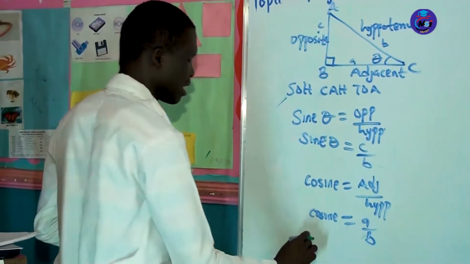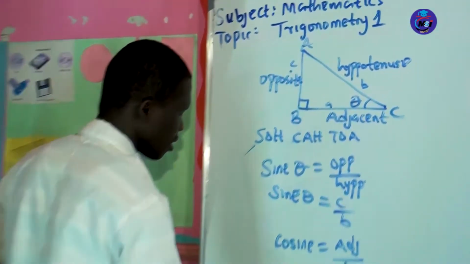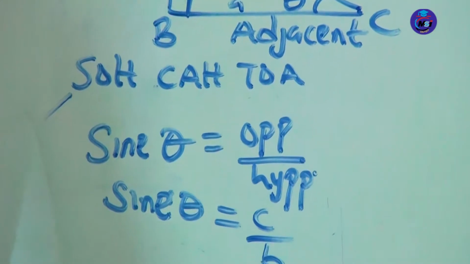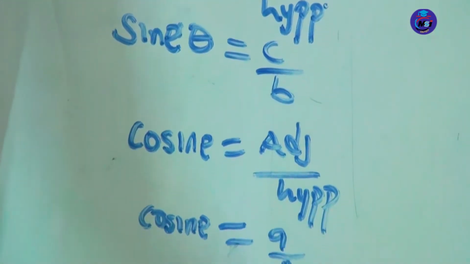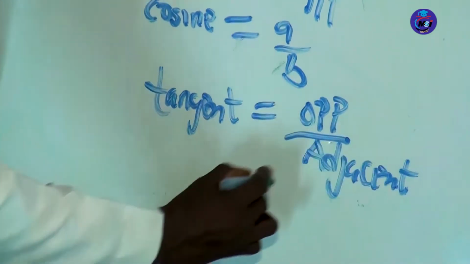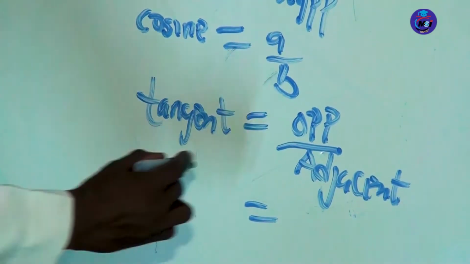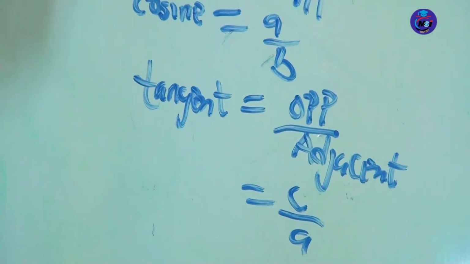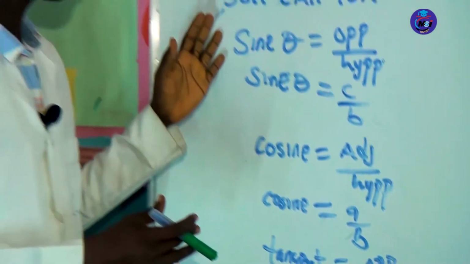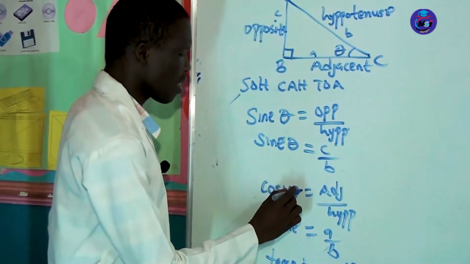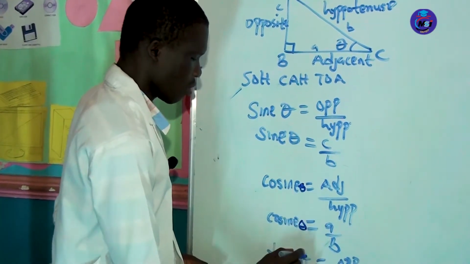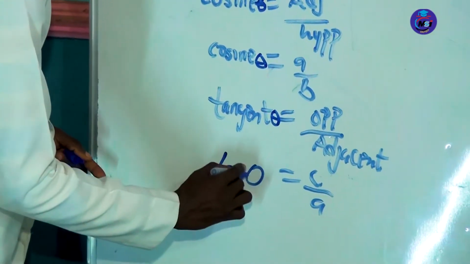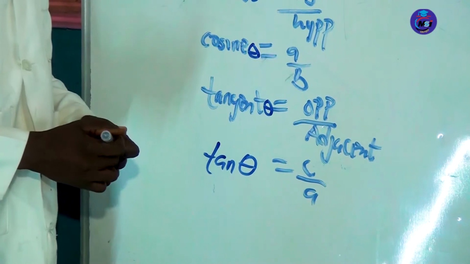Okay, now we also have TOA. TOA means tangent. Okay, tangent equals to opposite over adjacent. Okay, so what is our opposite? Opposite is C, and adjacent is A. So this is what we call SOHCAHTOA, and this is how we derive SOHCAHTOA. Remember, we have theta here. So tan theta will give us c all over a.